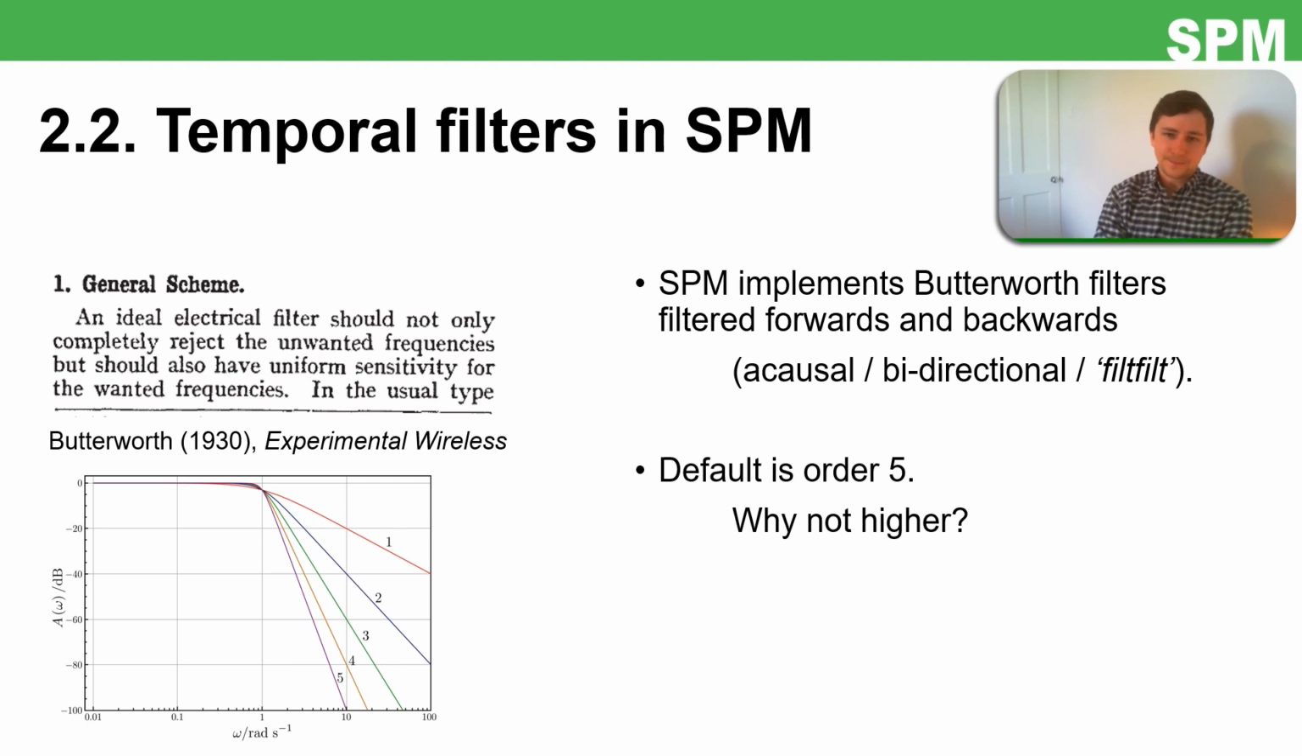Anyway, how are filters implemented in SPM? Well, this is where that example breaks down a bit, to be honest, but the principles do remain. So SPM uses Butterworth filters, which were originally electrical filters designed by Butterworth in the 30s, and they're optimized to preserve the passband and attenuate the stop bands to a maximal extent. And they try and minimize what's called the transition band, which is that gradient between the passband and the stop band.